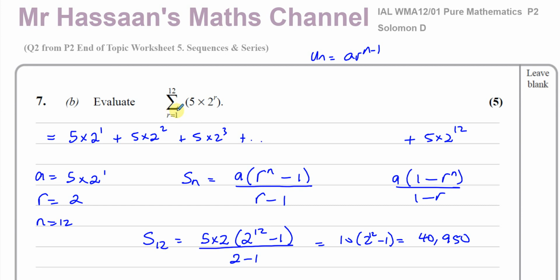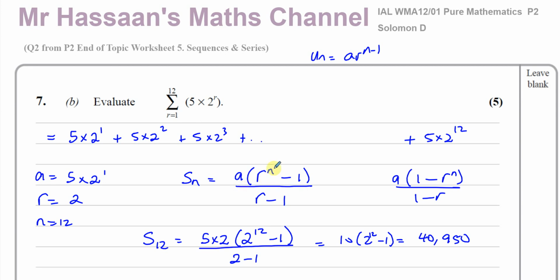Sigma means the sum of all the terms generated when you substitute the number down here into this, and then every integer until you get to the last one, which is 12. You add them all together, so you generate the first few terms to see what type of sequence it is. It's definitely a geometric sequence, so you have to use a formula for geometric sequences.